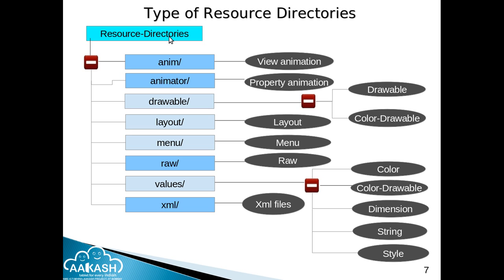In this figure, rectangle boxes are used to represent subdirectories, and this oval shaped box is used to represent the type of resources supported in their respective subdirectory.